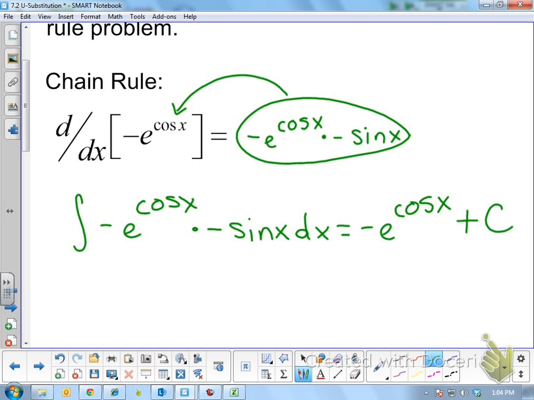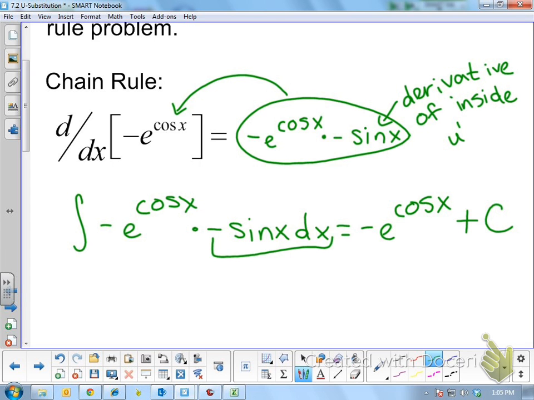Okay, so if I integrate this, what went away when we integrated? Negative sine x. And the dx always goes away. All we were left with was negative e to the cosine x. So this was the derivative of the inside, right? Or in other words, u prime. U prime disappeared. The derivative of the inside disappeared when we did the anti-derivative. So we need to be able to figure out what is u prime and make it disappear just like it did here when we go through a problem that we don't know the answer to.